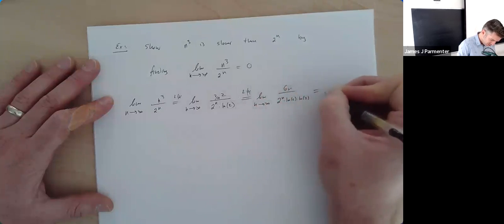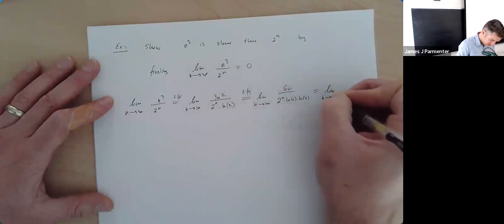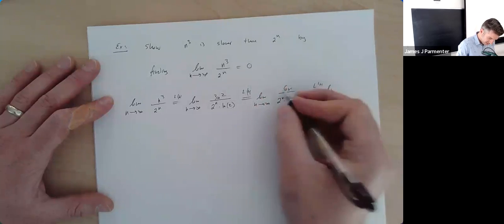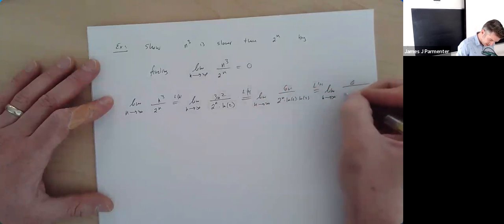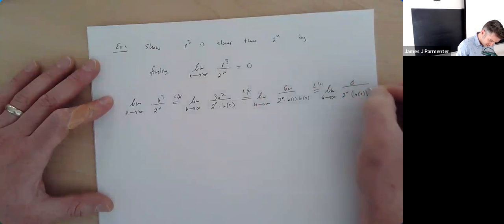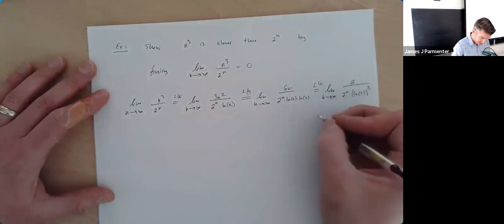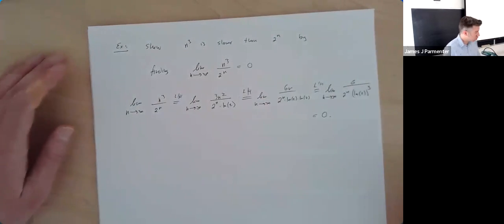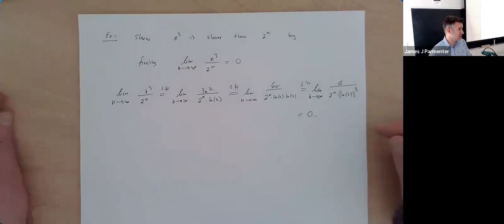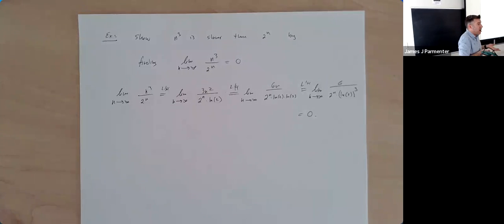And finally, you do it one more time. The derivative of 6n is 6, and the bottom is going to be 2 to the n times natural log of 2 to the third. That's going to go to 0 because the top is a constant, the bottom is getting infinitely large. So that shows that n cubed is a slower thing than 2 to the n. But more generally, n to any power is always going to grow more slowly than any exponential thing, as long as your base is greater than 1.